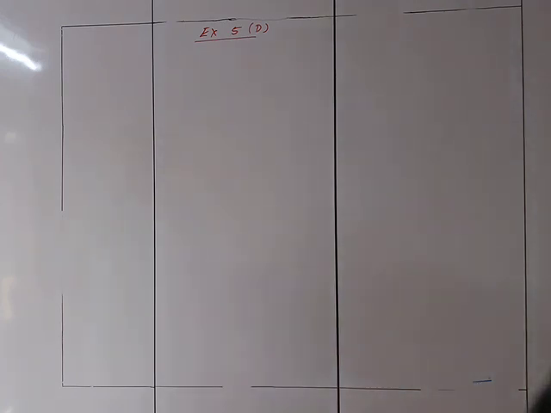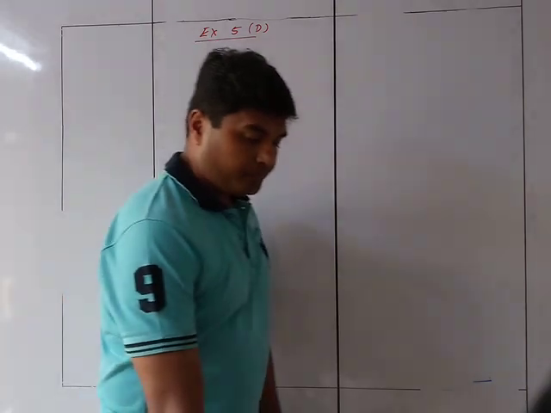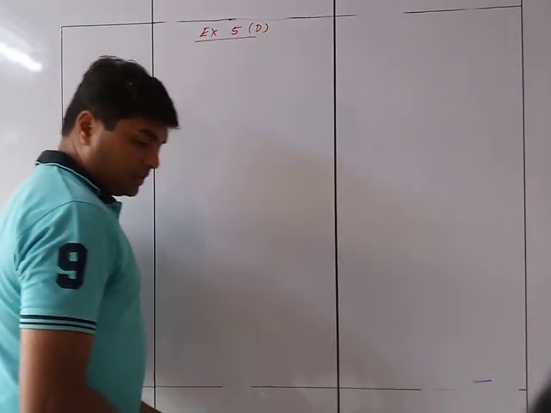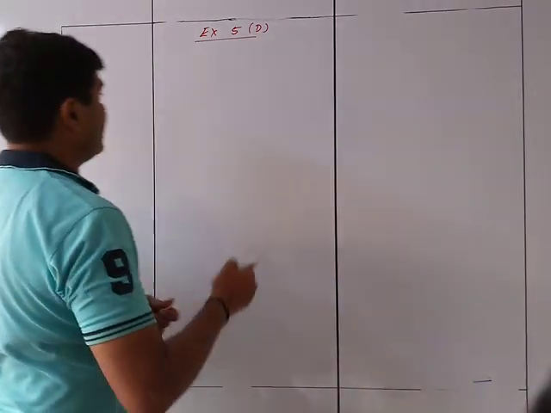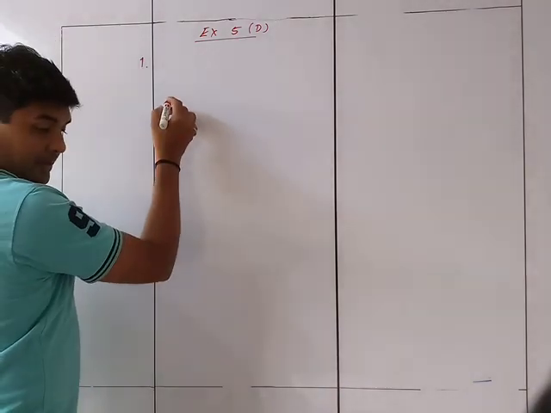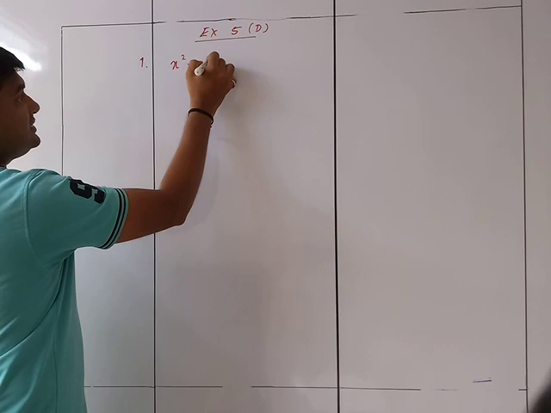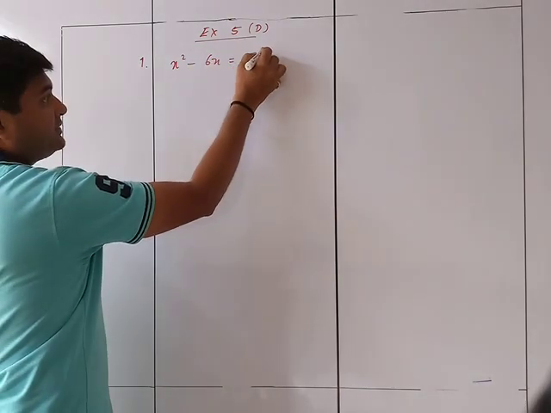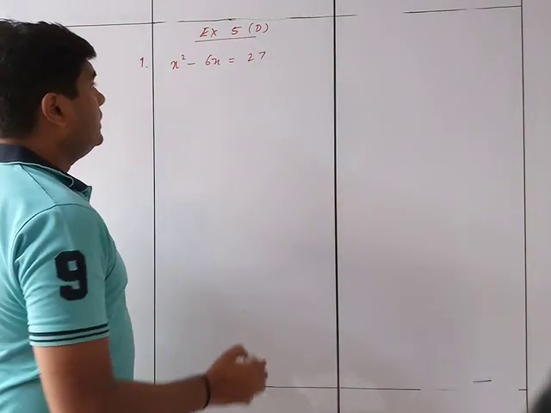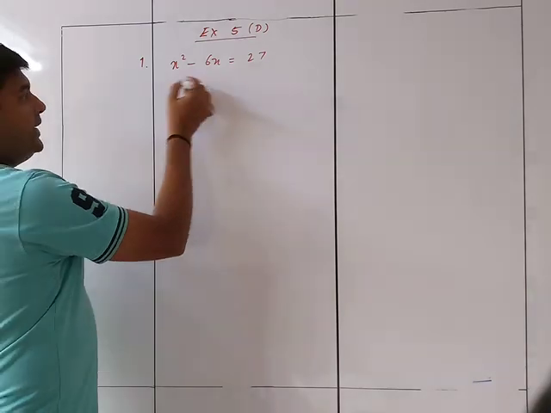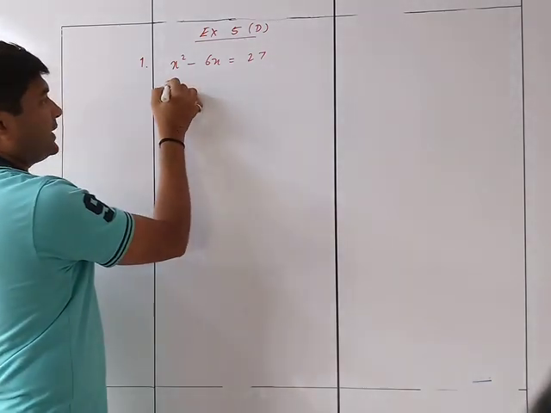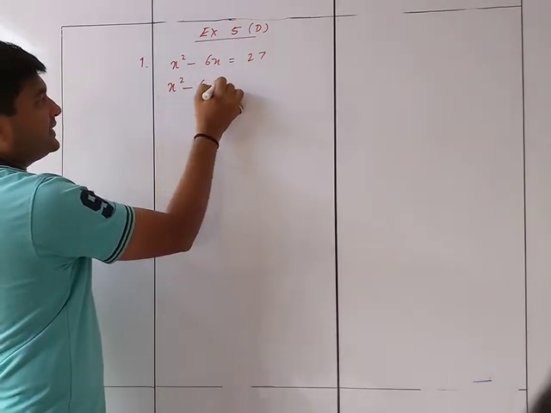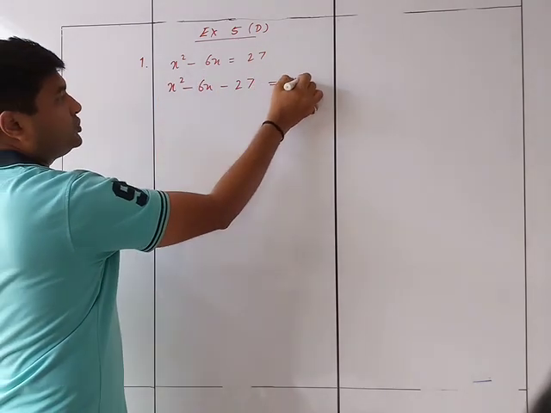Okay, now we see exercise 5D. Let's take the very first sum of this exercise. The first one is x square minus 6x is equals to 27. So first thing, as I told you, we have to convert it in the form of ax square plus bx plus c, which becomes x square minus 6x minus 27 is equals to 0.